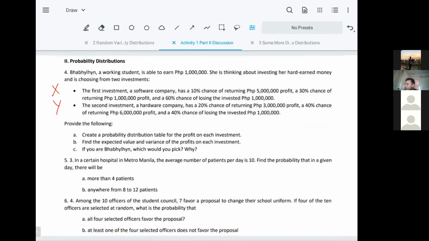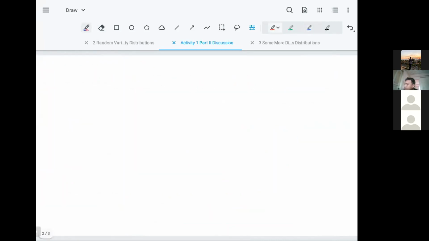A, B. So first step lagi na ginagawa natin sa class is to define the random variable. For different distributions tayo from last meeting, laging ganito yung ginagawa ko, di ba? X equals what, X follows what, answer the questions. So first, X is the number of patients on a given day.